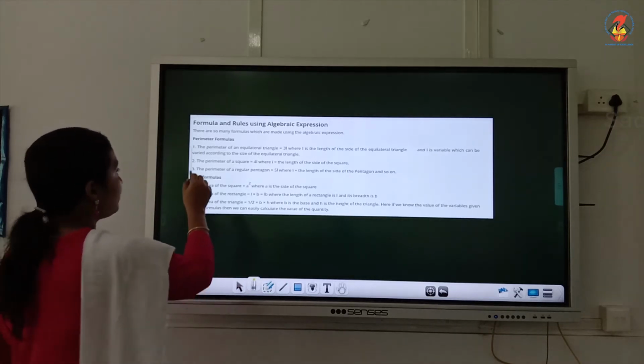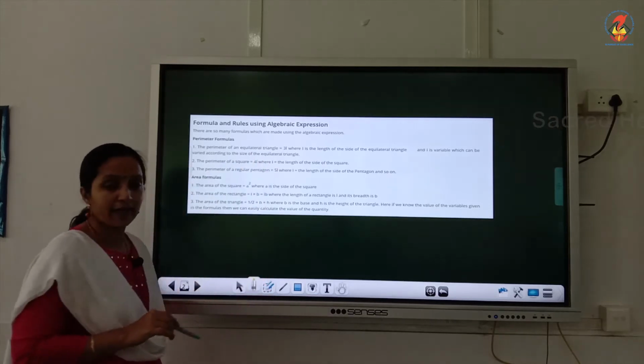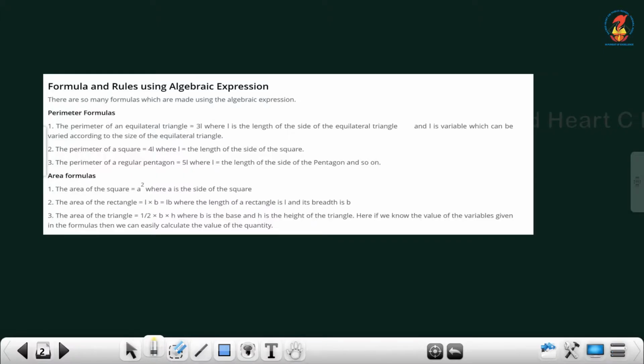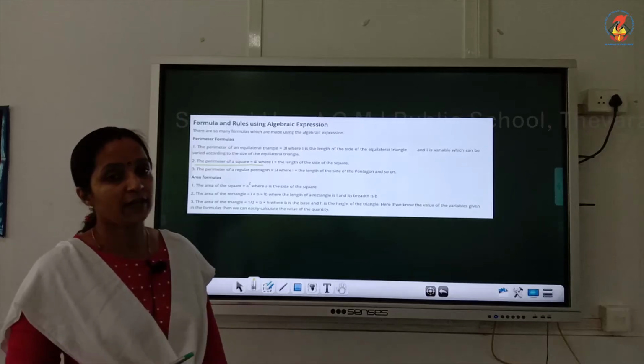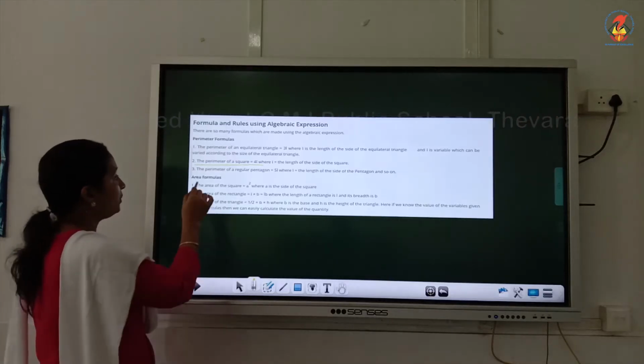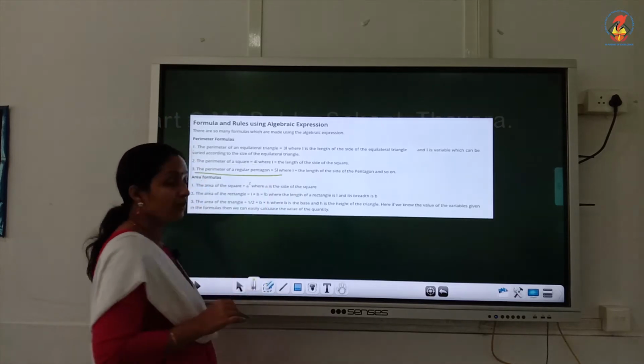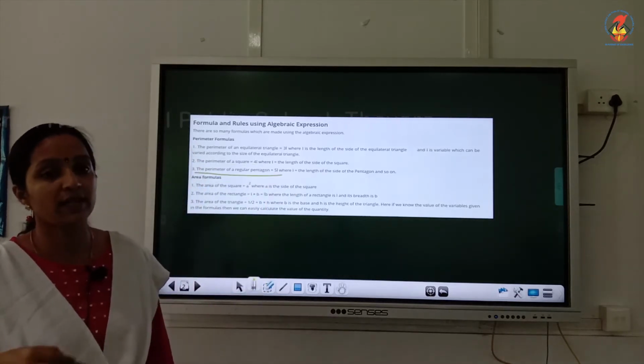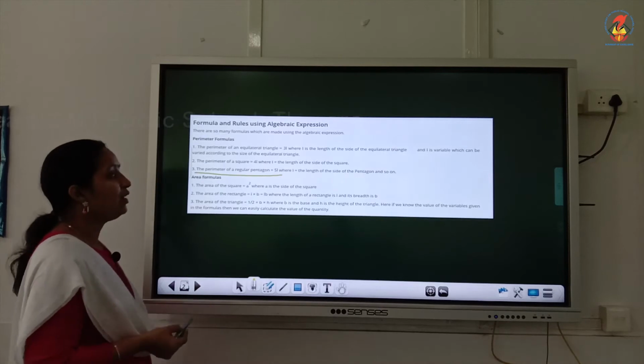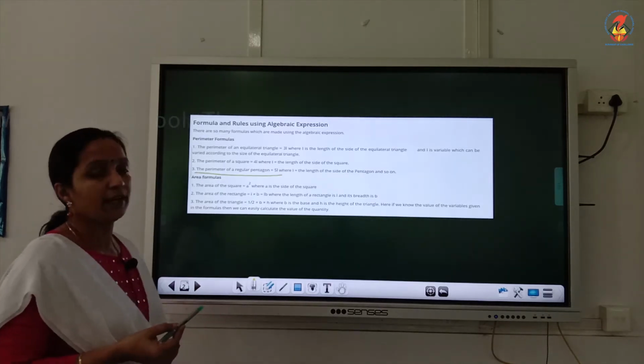Okay, so what is the formula for finding perimeter of an equilateral triangle? 3L. You know that L is the length of the side of an equilateral triangle. Like the same way, perimeter of a square is 4L. What is L here? L is the length of the side of a square. And what is the formula for finding perimeter of a regular pentagon? Regular pentagon means what? All the sides and angles are equal. So what is the formula? 5L. You can say L is the side of a pentagon.